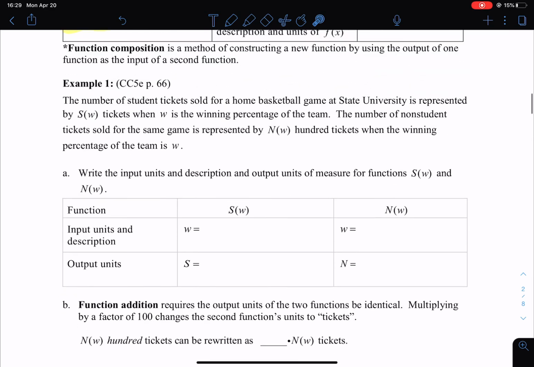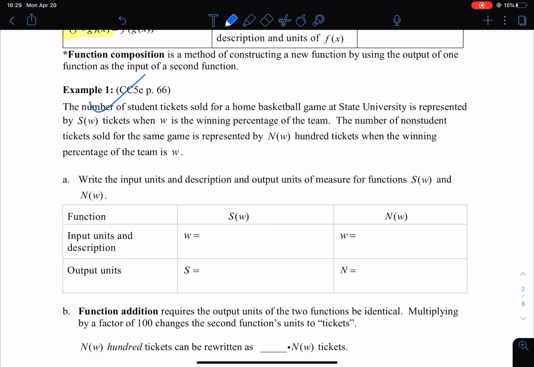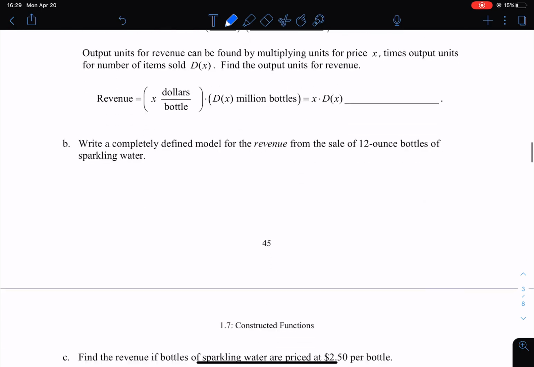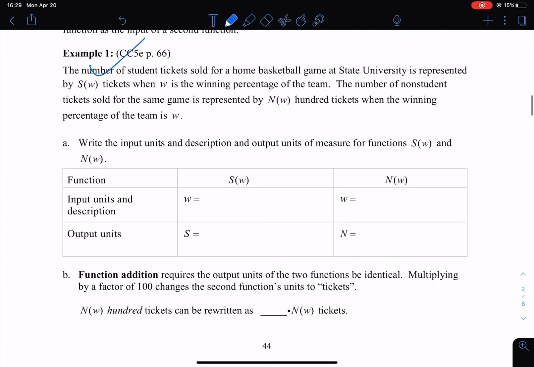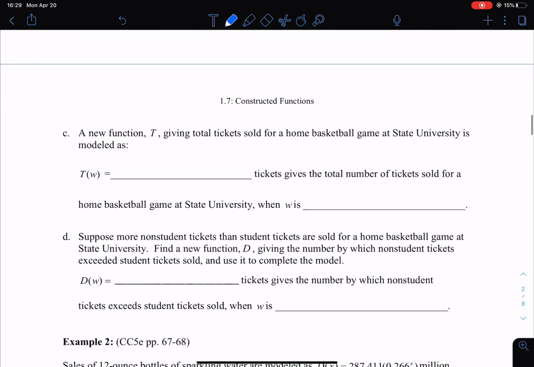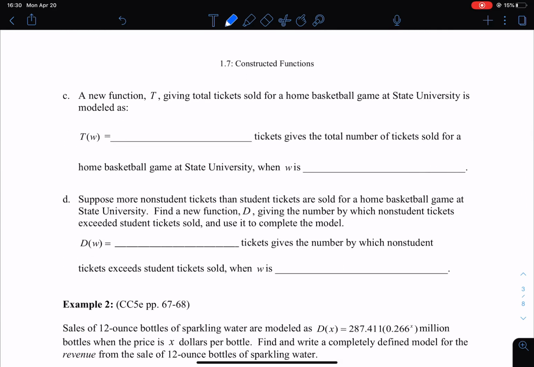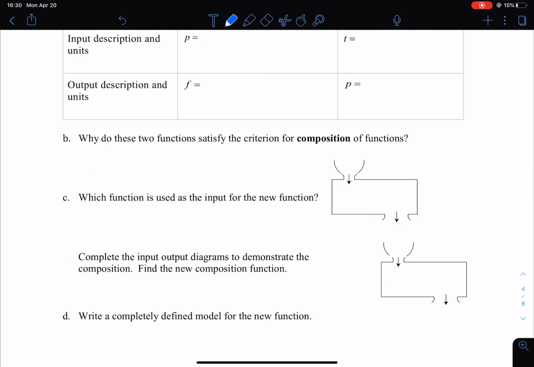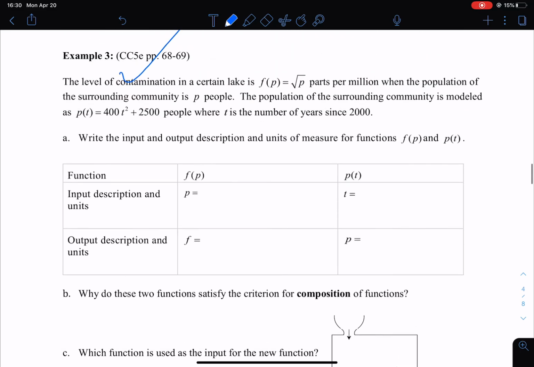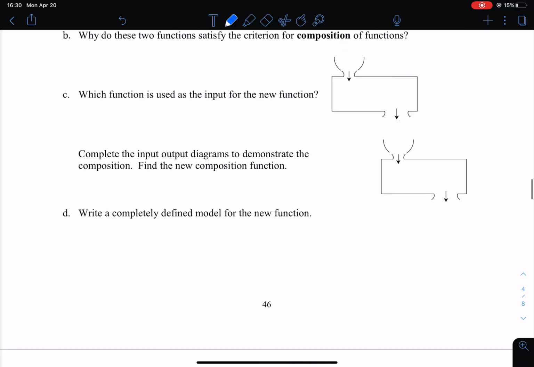For this one, a good exercise is example 1. I think everybody has the answer. And example 3. If you don't have the textbook, it's the second part of example 1, and example 3.